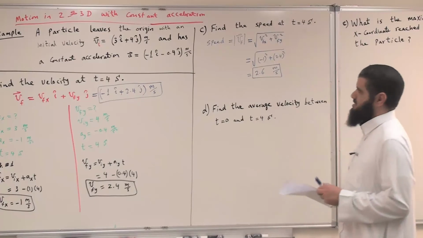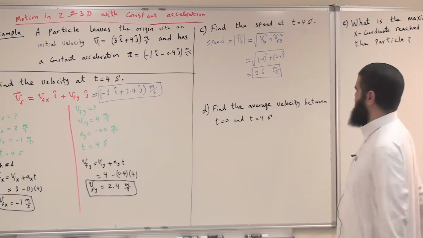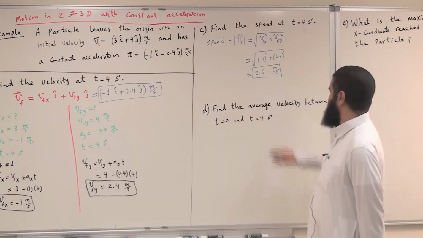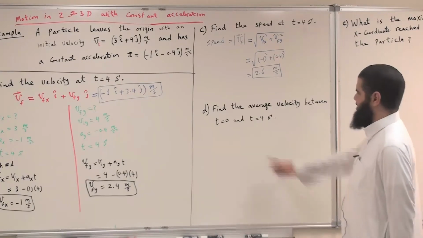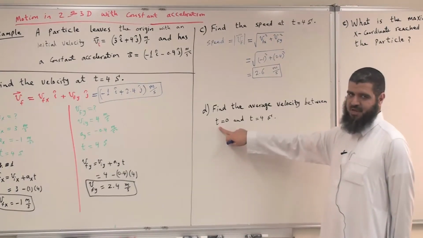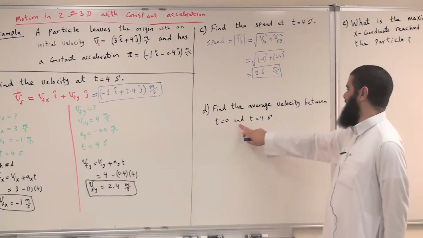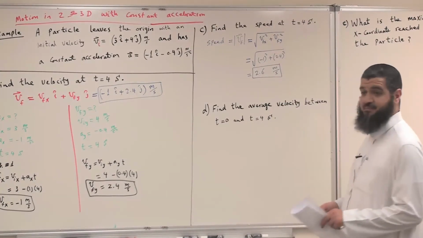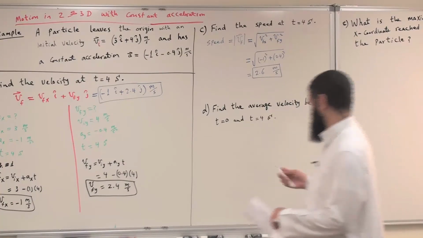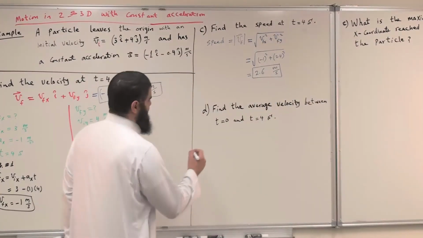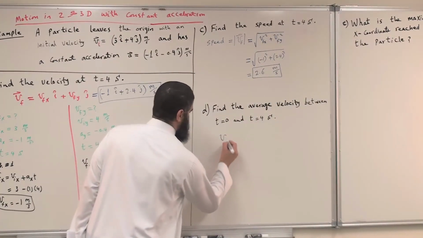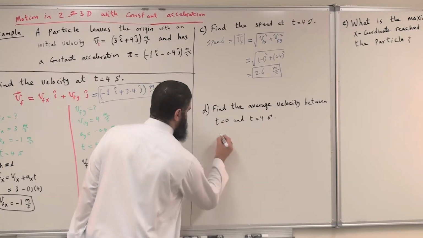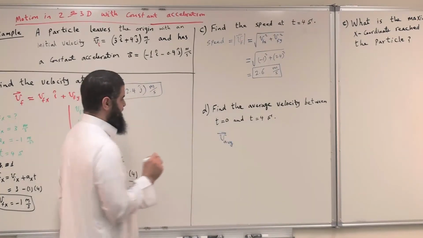Part D of this comprehensive example, find the average velocity between time t equals 0 at the beginning of the motion and t equals 4 seconds. Okay, let us use the definition of average velocity. We defined the average velocity, v average. I am talking about average velocity.